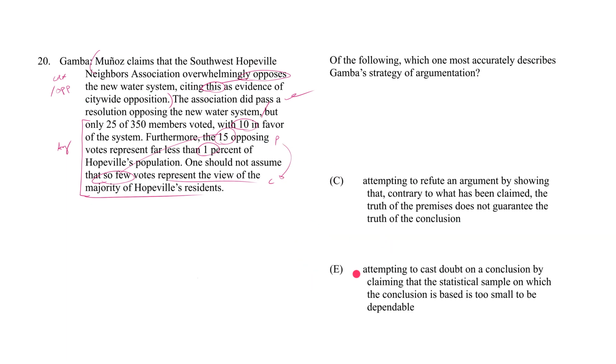And now we're down to two answer choices, C and E. They're very similar looking. And once again, I want you to do just that first bit, which is premise descriptor, conclusion descriptor, separate them out. Okay, so if you've done it, here's the answer. For C, attempting to refute an argument is the conclusion descriptor. By showing that is the premise descriptor. For E, attempting to cast doubt on a conclusion is the conclusion descriptor. By claiming that is the premise descriptor. And is that clear why?